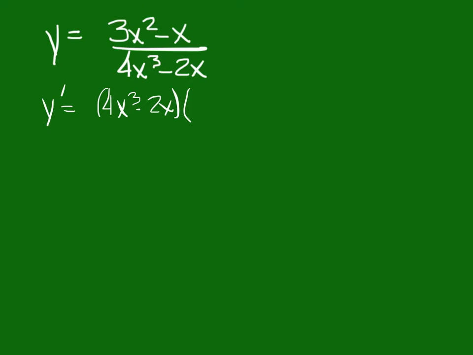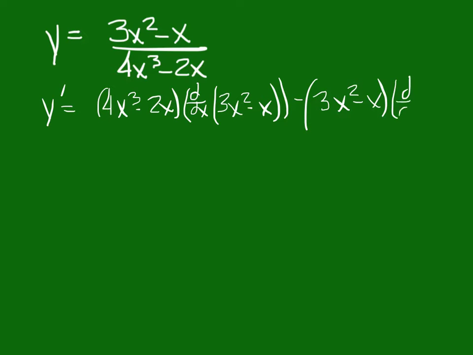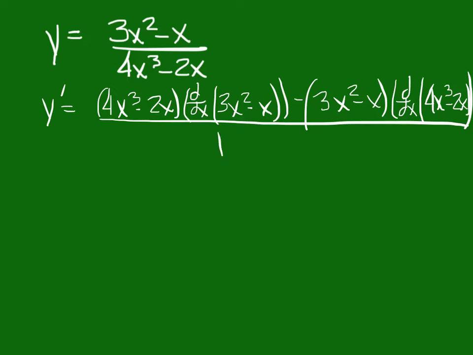And then you're going to multiply that by the derivative of the top. Then you need subtraction. The top as it is, and then multiply against the derivative of the bottom. I always run out of room at the end. Maybe I can get it in here. There we go. Now the bottom is simply going to be squared.